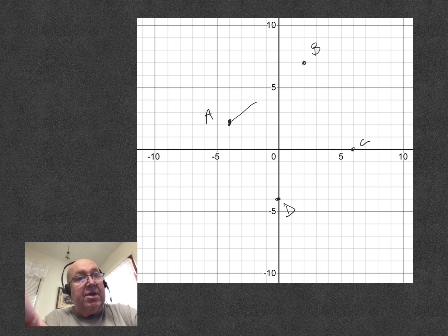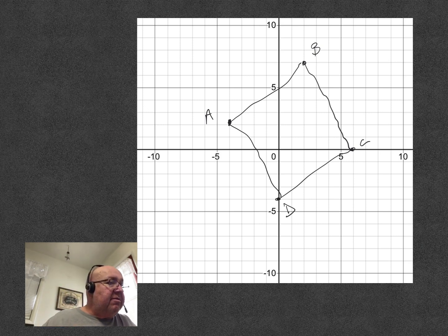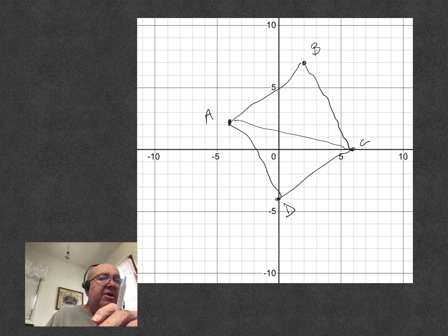Then you're instructed to connect those points. I would suggest using a ruler, being as straight as possible. And from there, you're going to be asked to do a little bit of description on the shape you see, what it is. Then you're going to be asked to find the midpoint between points A and C using the midpoint formula. So you're going to draw or basically have a diagonal. You don't have to draw it, but you will need to label the midpoint using that formula.